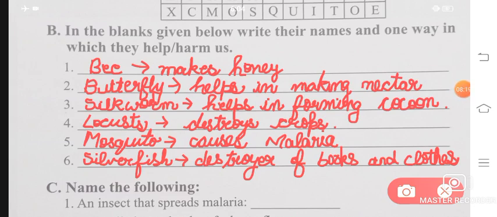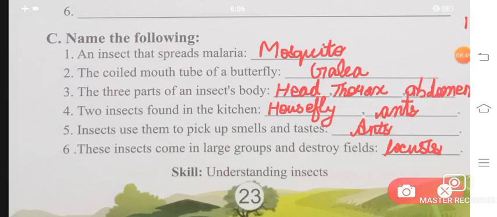Next question is, in the following blanks given below, write their names and one way in which they help or harm us. Number 1 is bee, which makes honey. Number 2 is butterfly, helps in making nectar. Number 3 silkworm, helps in forming cocoon. Number 4 is locust, destroys crops. Number 5, mosquito, causes malaria. Number 6, silverfish, destroyer of books and clothes.